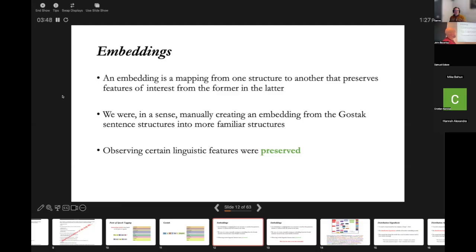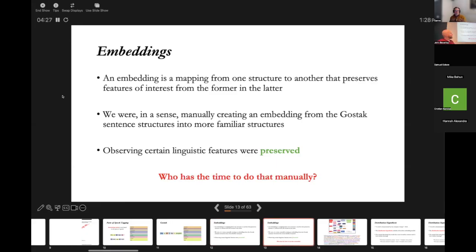And while playing the game, we're in a sense manually creating an embedding. And some of you in classes that I've taught have gone to great lengths to manually create embeddings from the Gostak language into more familiar structures like English. Some of you have created dictionaries. I have some of you on video talking almost fluently in the Gostak language. I'm talking about you, Greg. The idea here being like providing a mapping so that you can observe that certain linguistic features were preserved, even if you didn't really know, say, what a haltive glob was. There are other linguistic features that were useful to preserve.